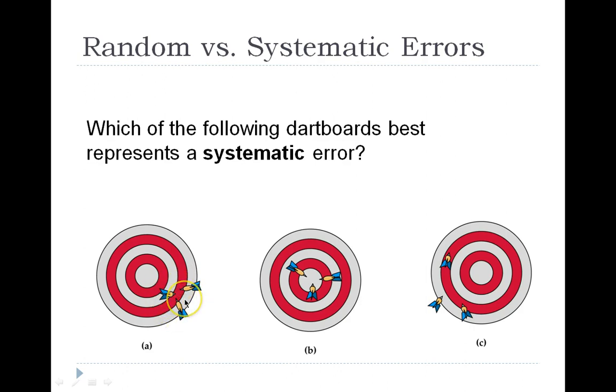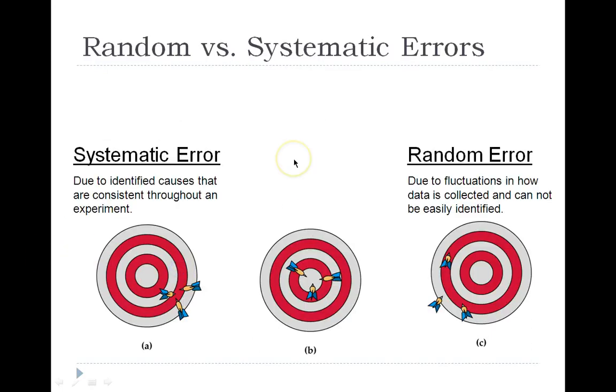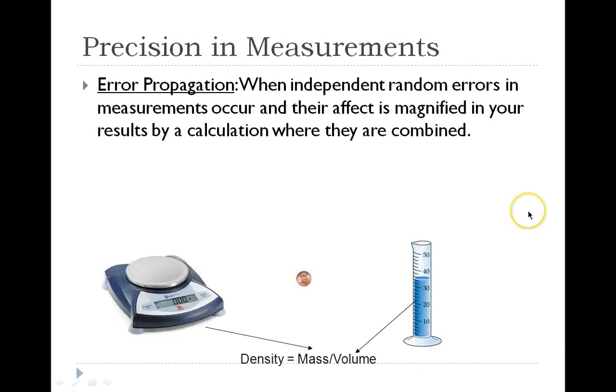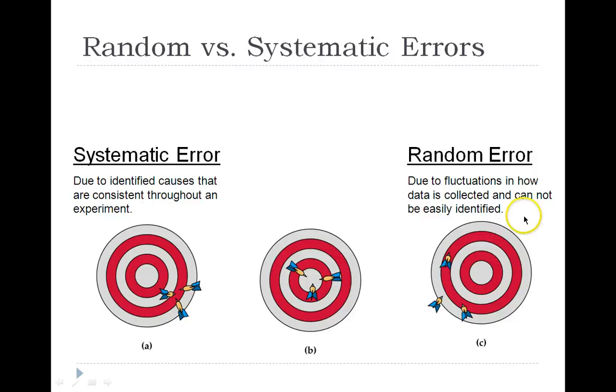An example of this would be if you have a balance and you forgot to hit 0, and before you put all of your mass measurements on the balance, it was reading negative 1.5. So all of your mass measurements are going to be short 1.5 grams. So this would be an example of it. So systematic errors are due to causes that are consistent throughout an experiment. Random errors are due to random fluctuations in how the data is collected and identified. I would actually go back and pause it right now and write that down.